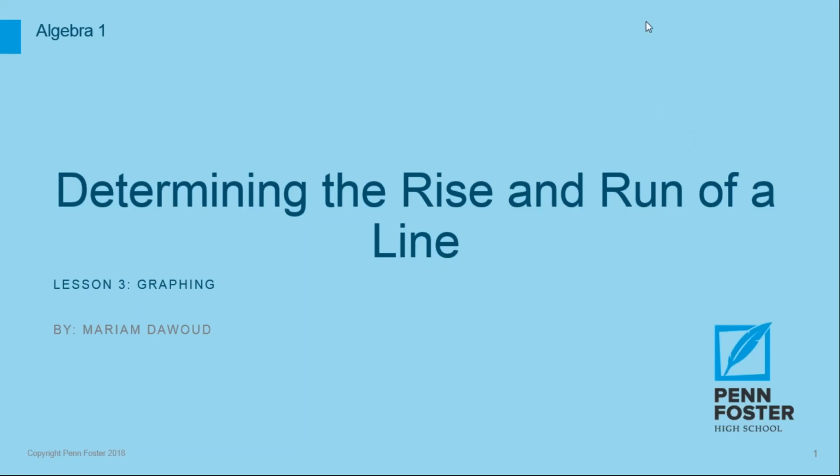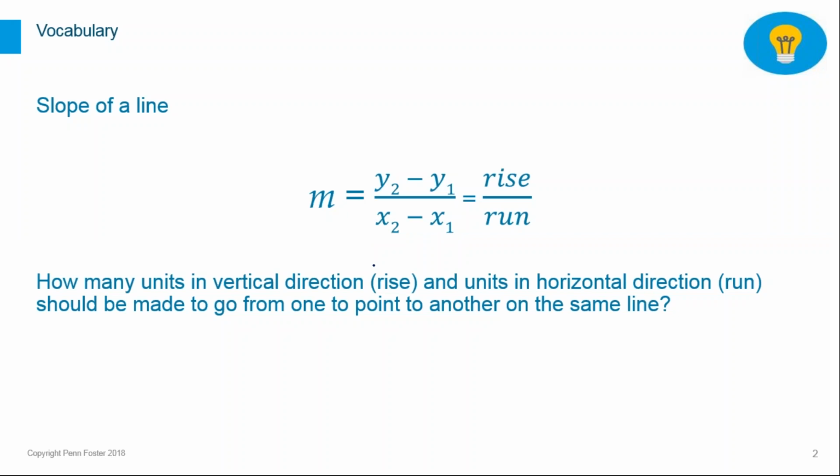Hello everyone, in this video we will look at how to determine the rise and the run of a line. Before we do so, we need to review the formula that we use to calculate the slope. As you see on the screen, the slope equals the difference of the y coordinates of 2 points over the difference of the x coordinates of those same 2 points, which is really equal to the rise over the run. So basically, whenever we are asked to find the rise over the run of a line, we are asked to find the slope.